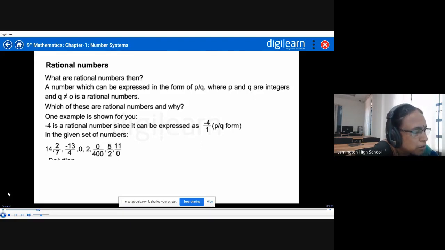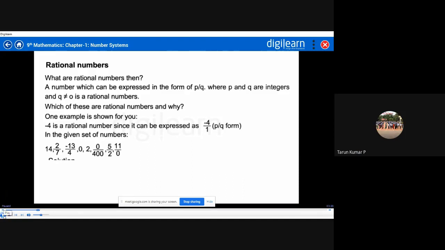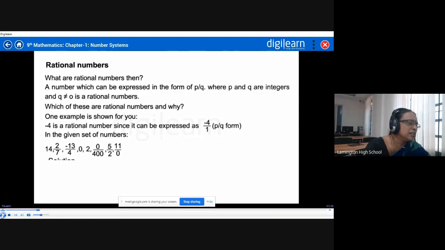Did you get the concept of rational numbers? Rational numbers means what? Numbers which can be expressed in the form of p by q, where p and q are integers and q should not be equal to 0. Those are called rational numbers. Yes. Okay, teacher. Right, good boys.